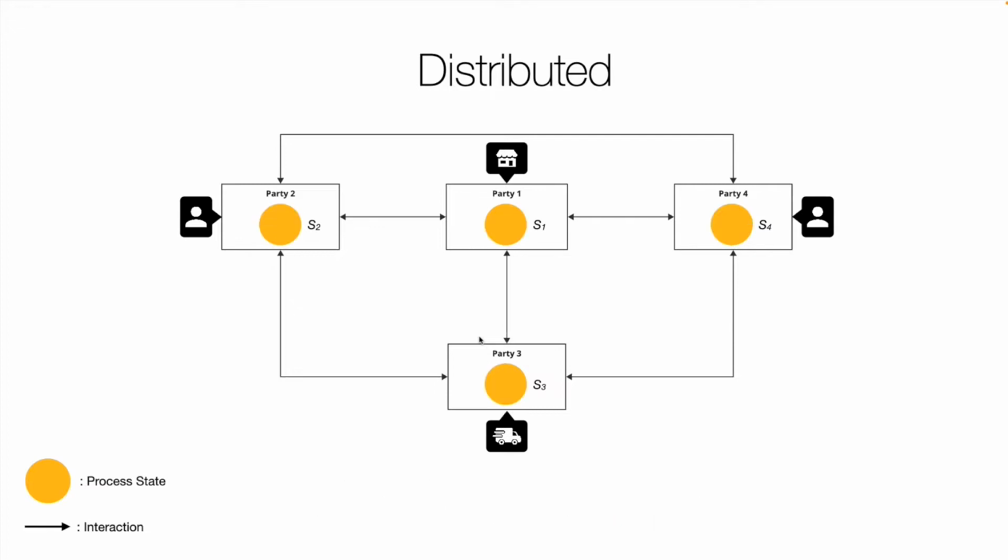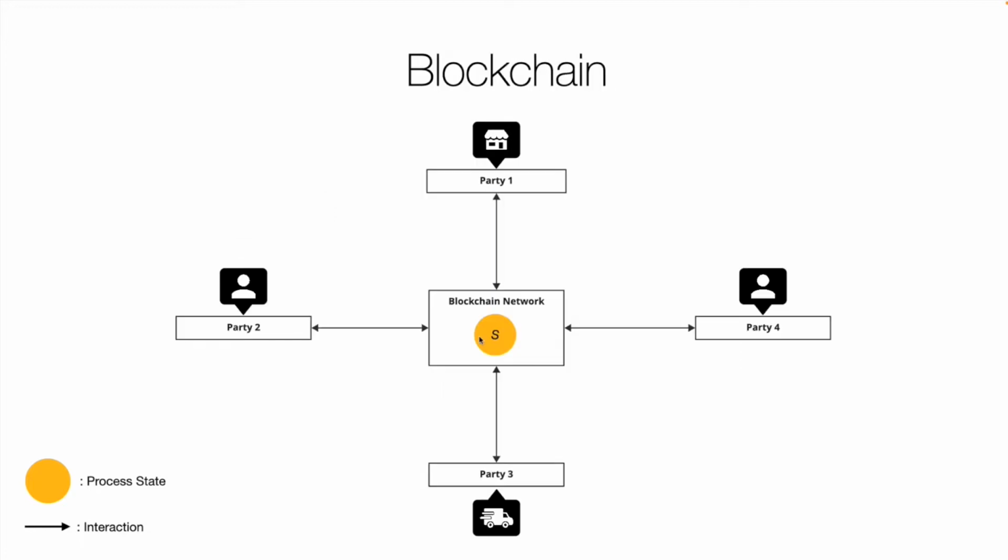To solve this problem, we can replicate the state among all of the participants, just like here. So now all of the participants are aware of the state of the process. And that's exactly what a blockchain network is. A blockchain is basically replicated data among all of the participants.